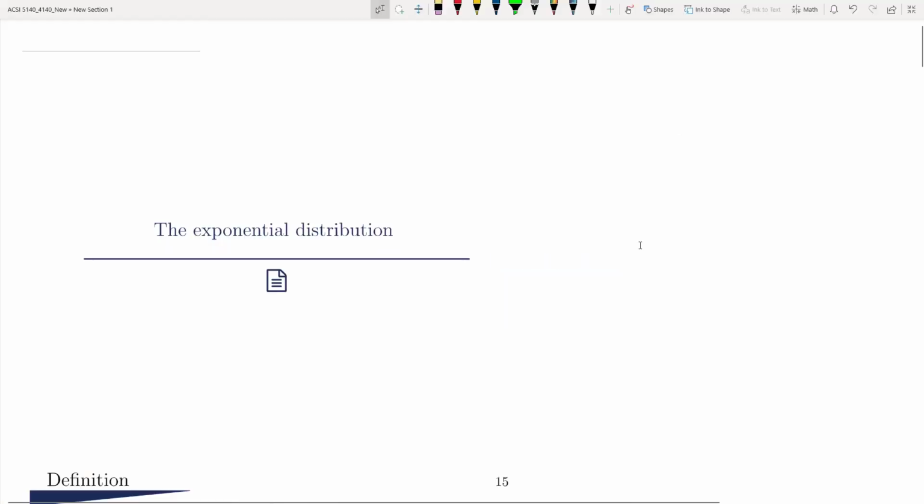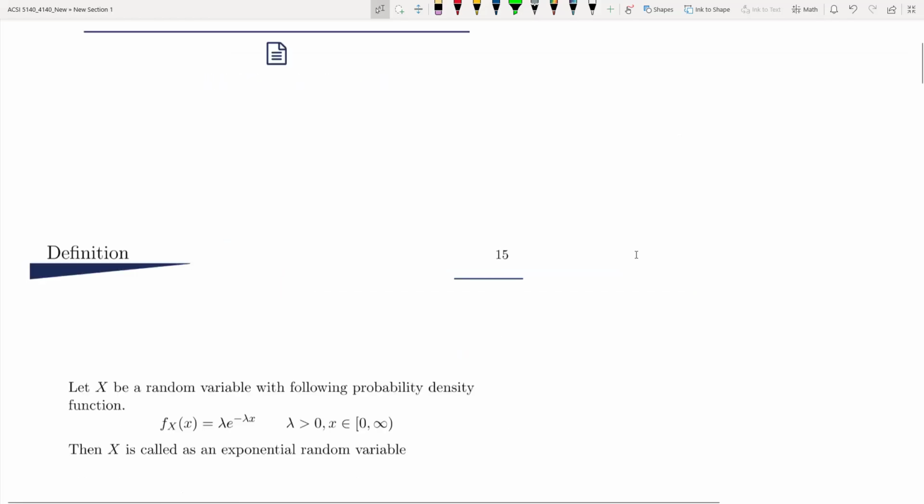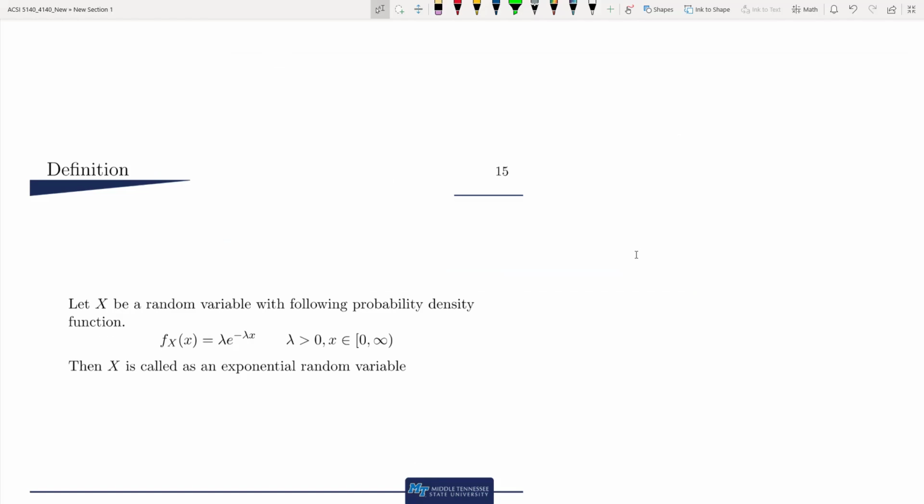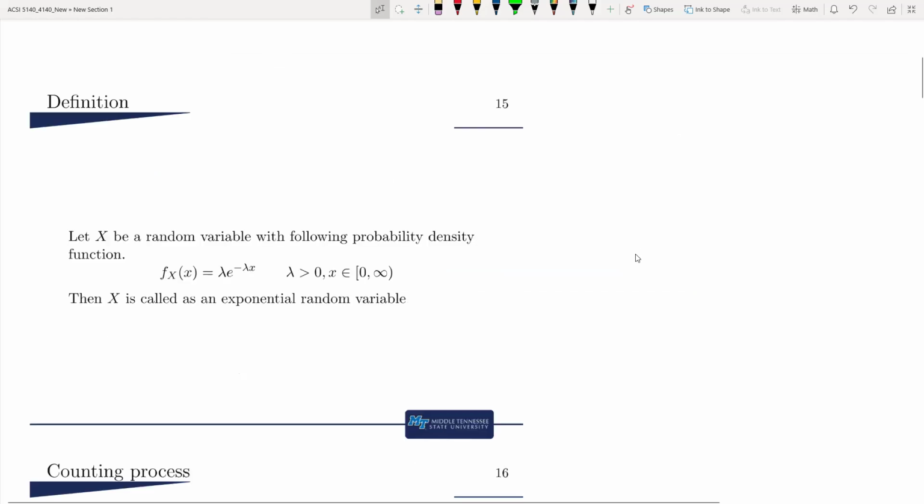Hello everyone. In this video, we are going to talk about exponential random variable and its probability distribution. The exponential random variable and its probability distribution is defined using this function. So this is the probability density function of exponential random variable. There's another formulation of this density function.